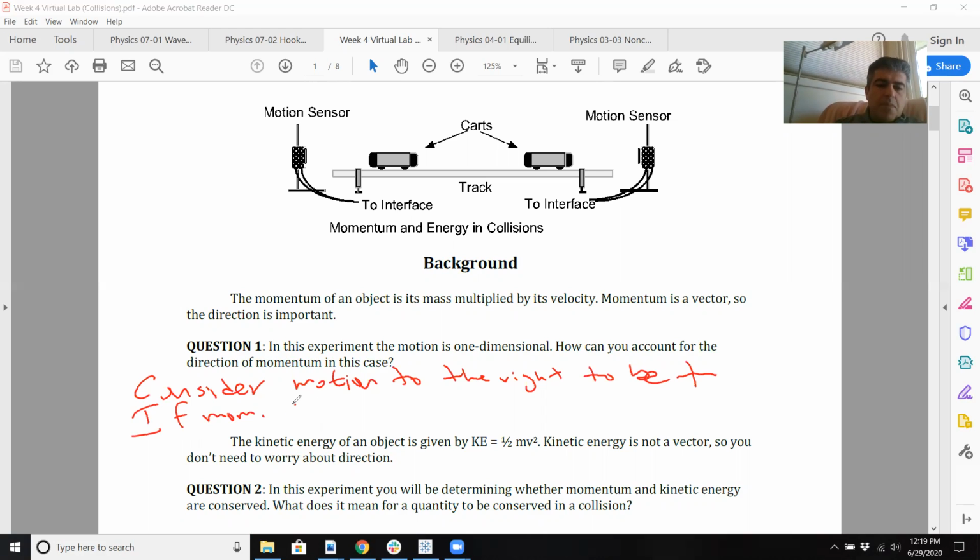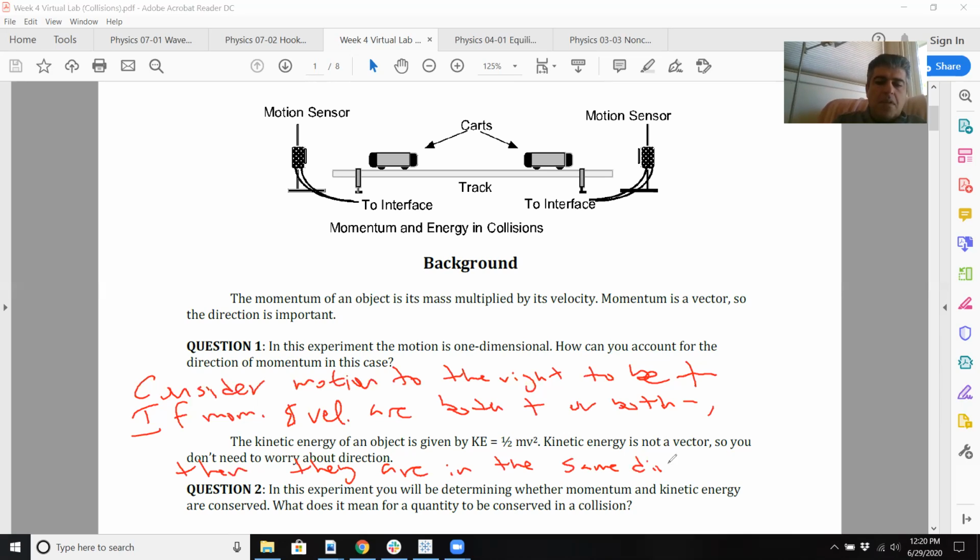So if momentum values are both positive or both negative, then they're in the same direction. So you guys have a little chance to copy that down.